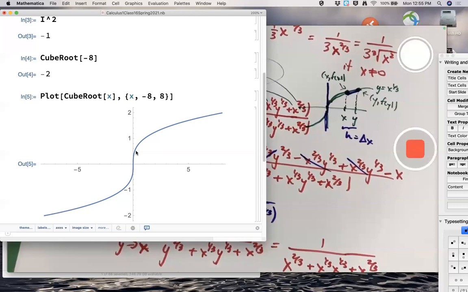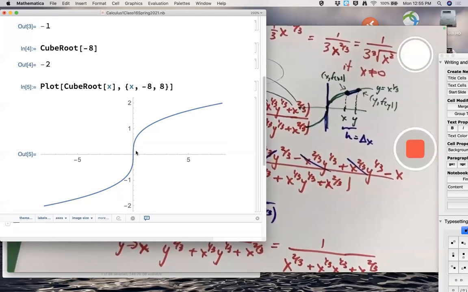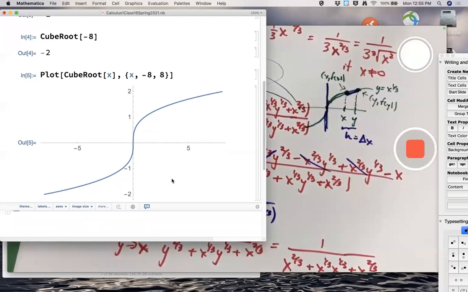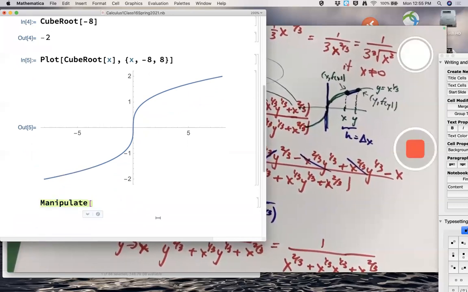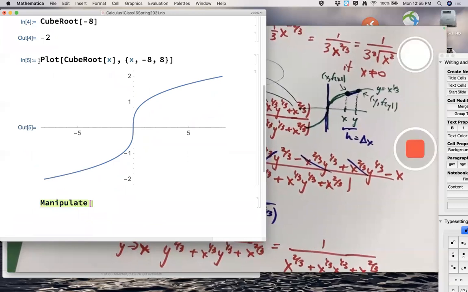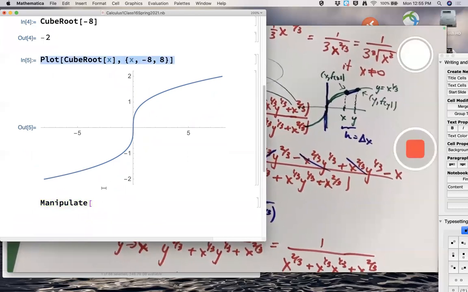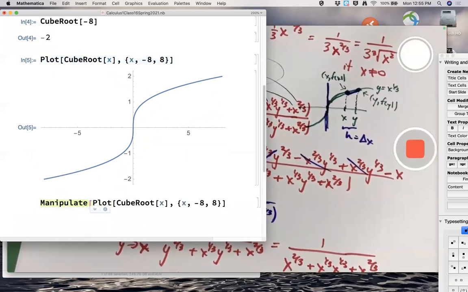Is the graph itself vertical? No, the graph is not vertical, but it looks more and more vertical as we zoom in. And let's use that Manipulate feature now to zoom in. So I'm going to do Manipulate. I'm going to put this plot inside here, like that. Put a comma and then an n square bracket.